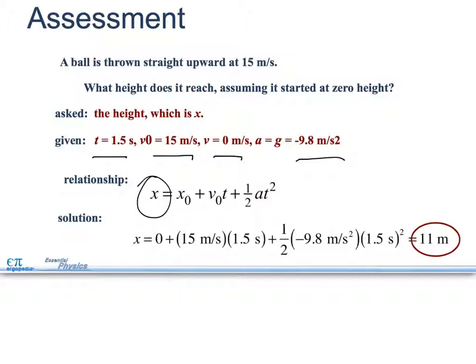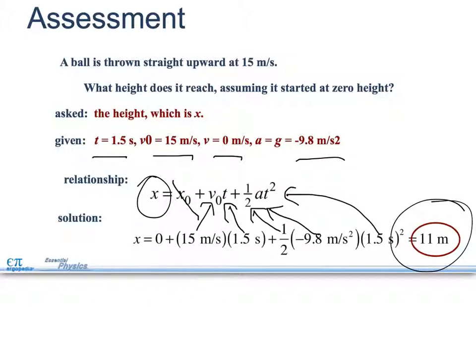Okay, so we said x0 is 0, initial velocity was 15, it was in the air for 1.5 seconds, we have our 1/2, the acceleration is gravity, and another 1.5, giving us our 11 meters. We've got to get used to using these. We'll be doing some of these problems in class.